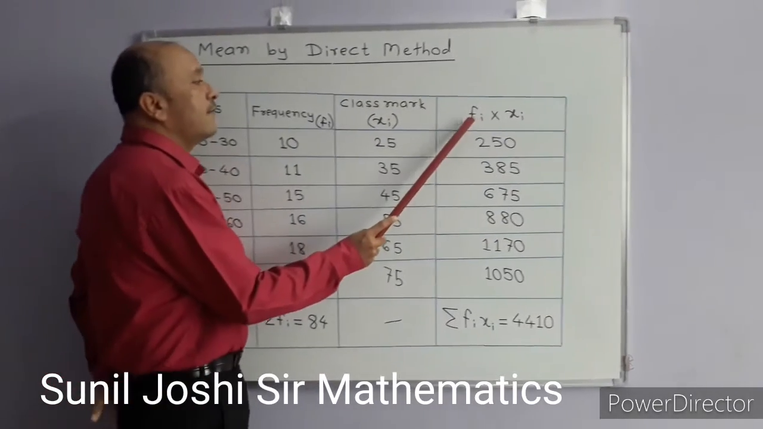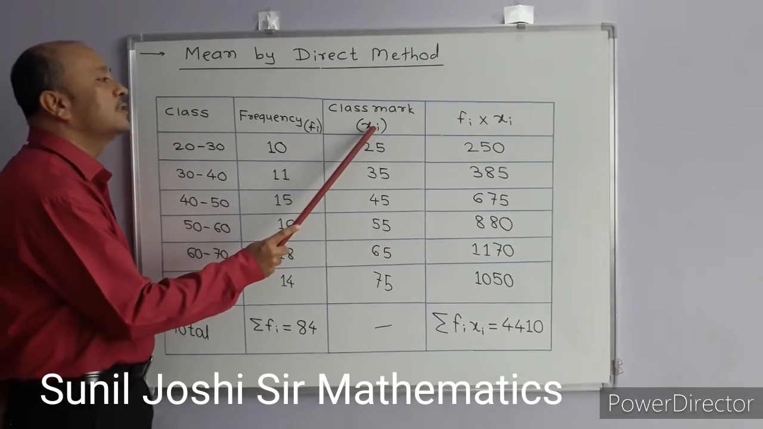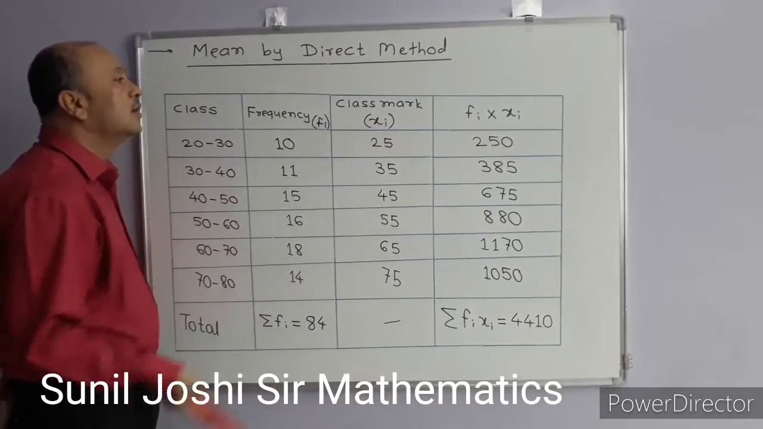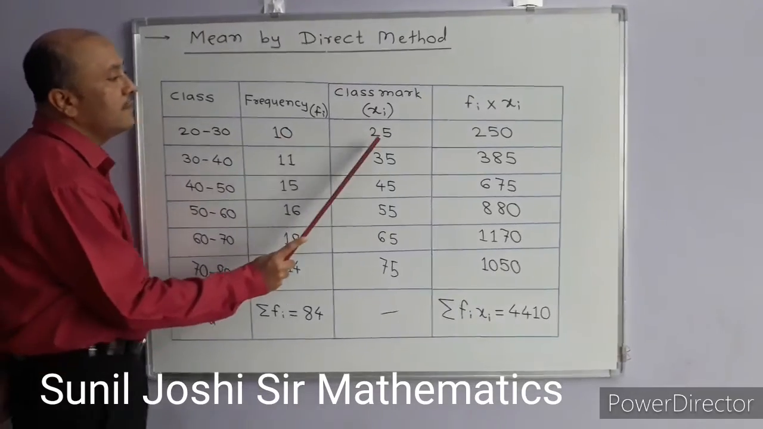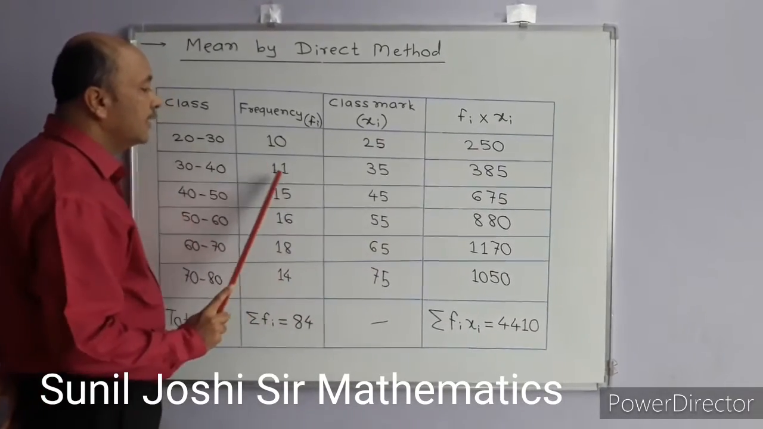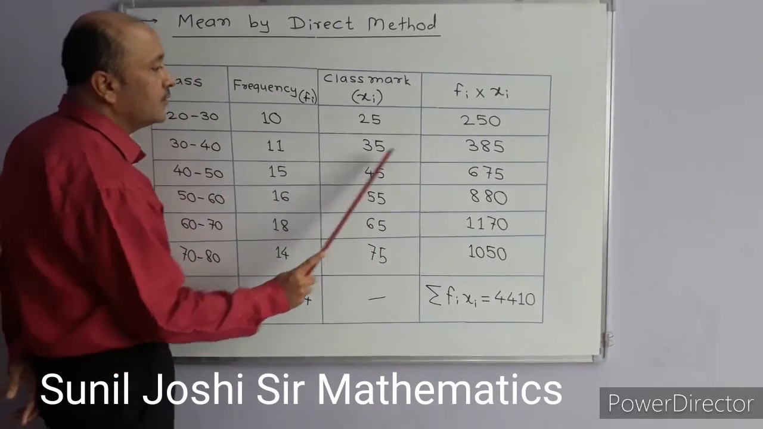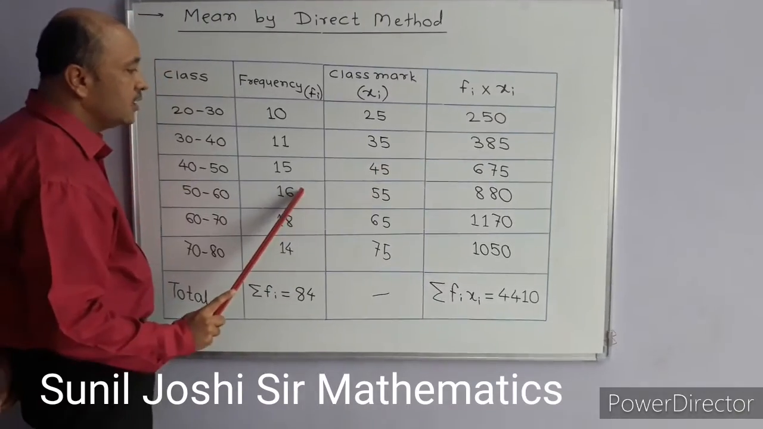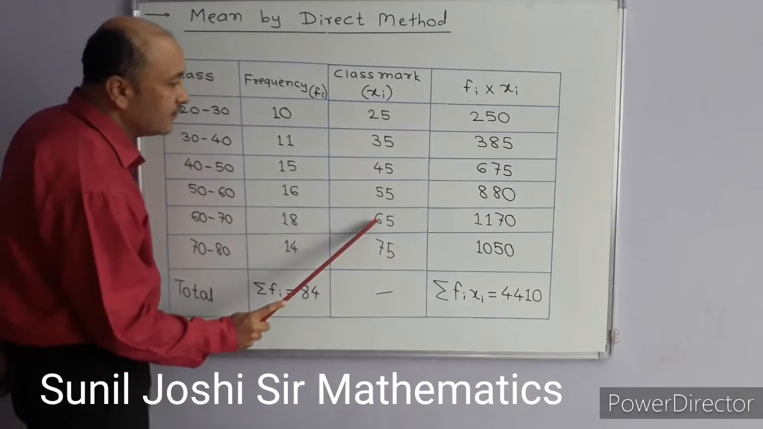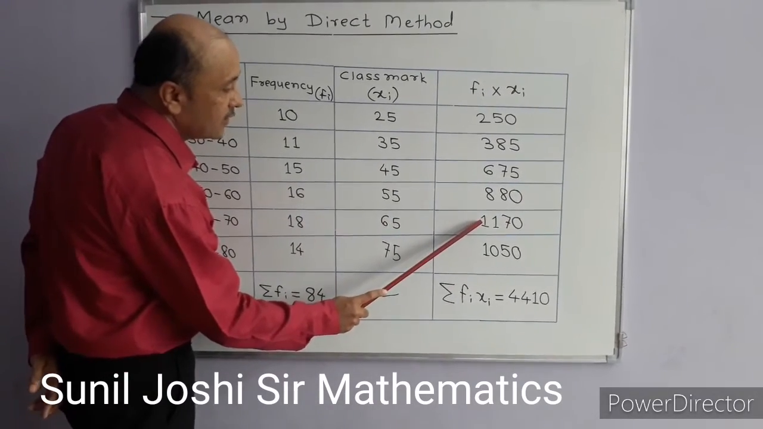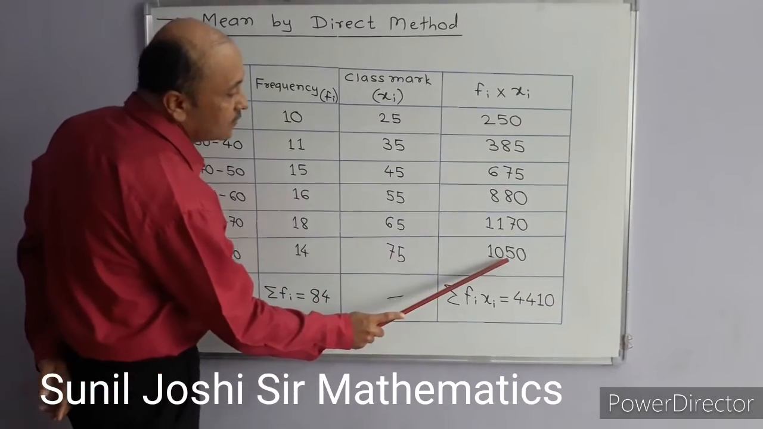Then the last column is fi into xi. We know fi, which is frequency, and xi, which is class mark or midpoint. Then do the multiplication horizontally. 10 multiplied by 25, the answer is 250. 11 multiplied by 35 is 385. 15 multiplied by 45 is 675. 16 multiplied by 55 is 880. 18 multiplied by 65 is 1170. And the last, 14 multiplied by 75 is 1050.